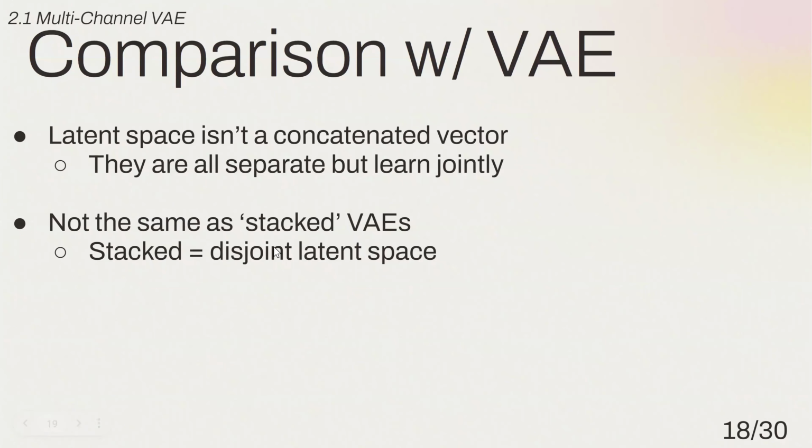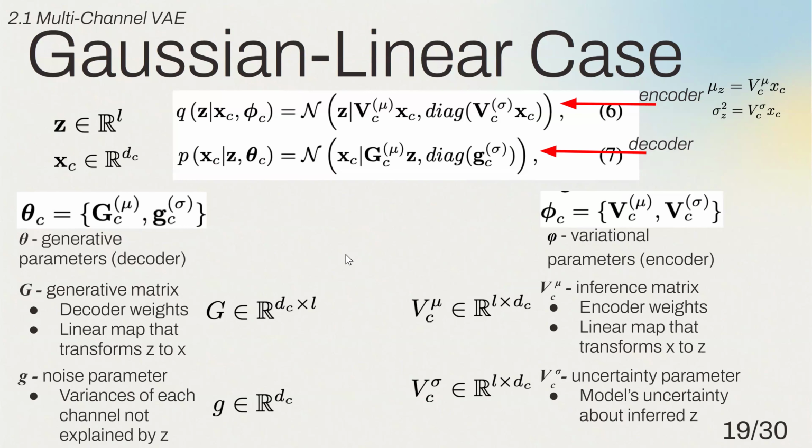So if we had this stacked VAE situation, we would have all of these disjoint latent spaces. So maybe that's what they're saying that we're not doing. Okay.